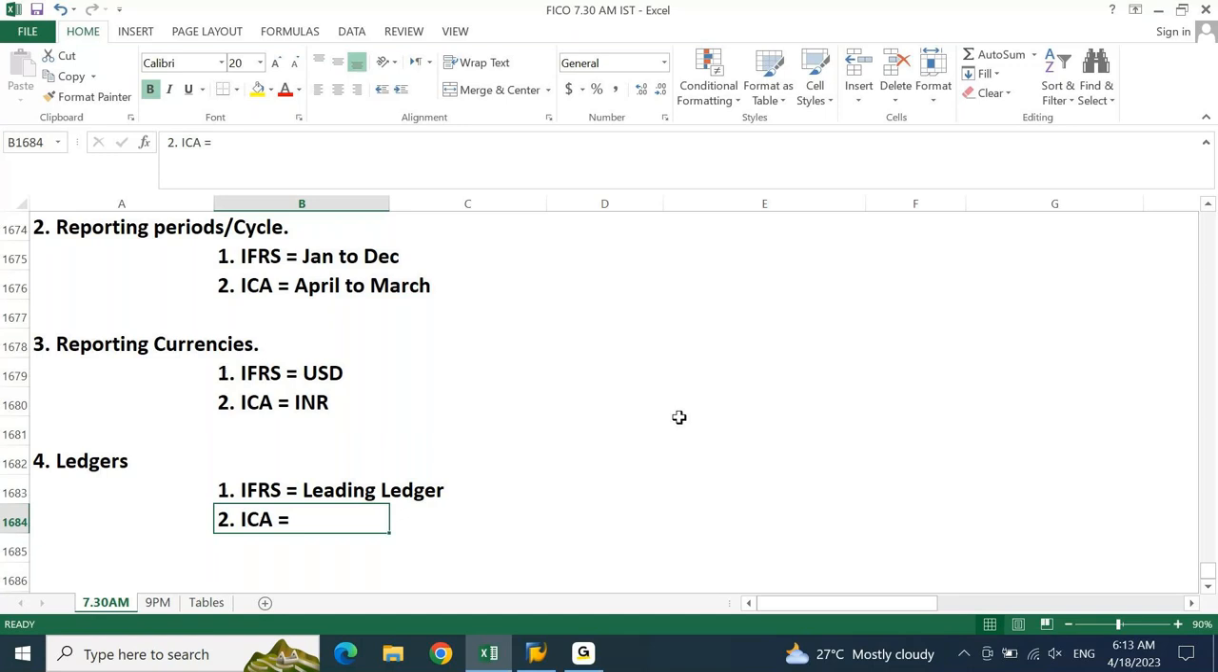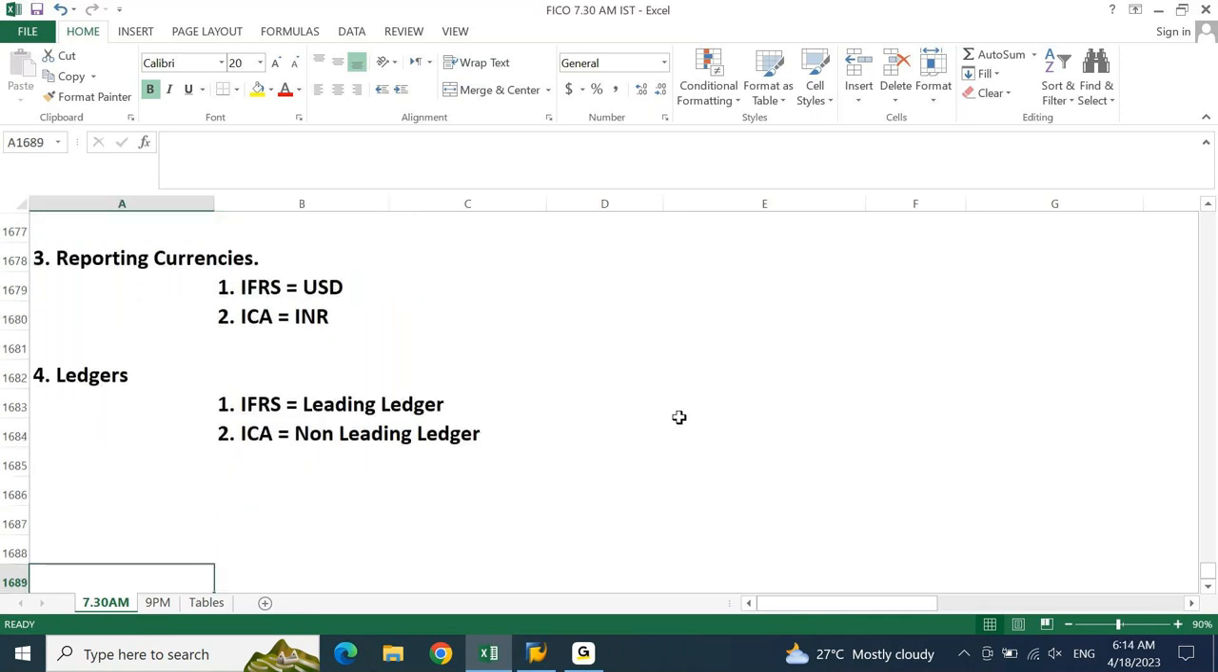Now for Indian Companies Act, you will be using non-leading ledger. For leading ledger it will be IFRS always. For non-leading ledger it will be your local GAAP or local accounting principle. In our case, for India, it will be Indian Companies Act. If you are using any other country, that country's accounting principle will be used for non-leading ledger.